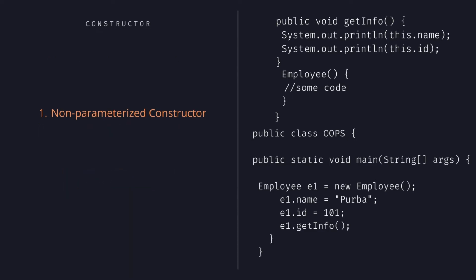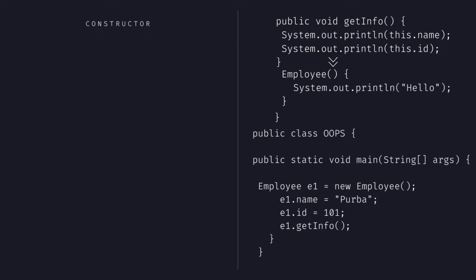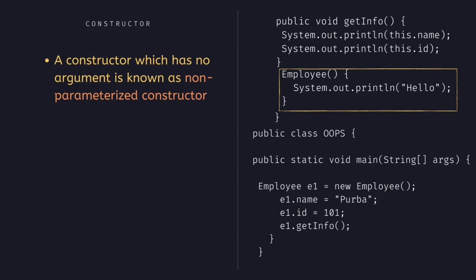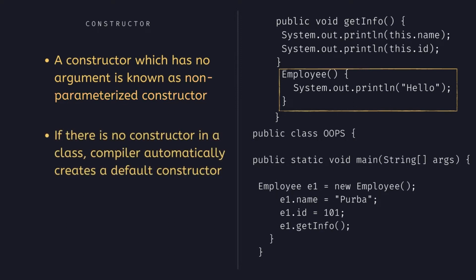Now let's create a non-parameterized constructor. As you can see over here, there is no argument in this constructor. So a constructor which has no argument is known as a non-parameterized constructor. It is invoked at the time of creating an object. If there is no constructor in a class, compiler automatically creates a default constructor. In one word, we can say all classes have constructors by default.